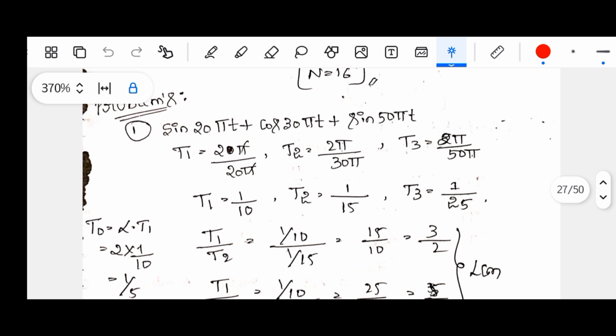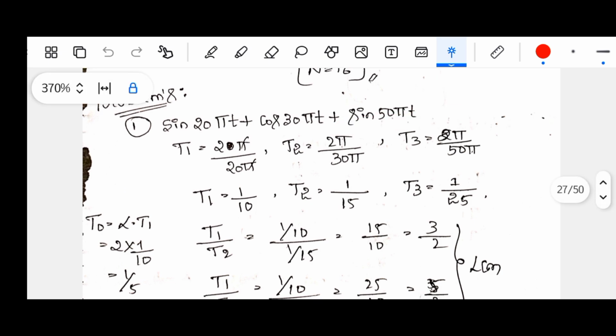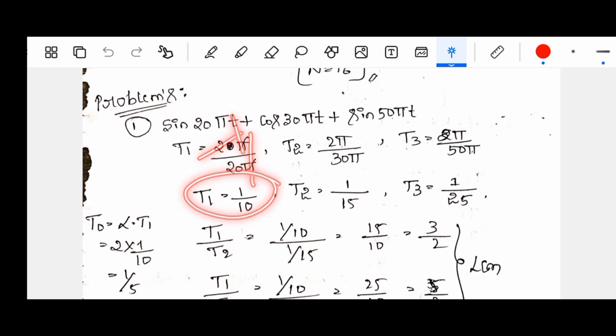Next problem. See this: sin 20 pi t plus cos 30 pi t plus sin 50 pi t. Here T1 will be 2 pi divided by 20 pi. Pi gets cancelled. 2 ones are 2, 10s. T1 is equal to 1 by 10. T2 is equal to 2 pi divided by 30 pi. T2 will be 1 by 15. T3 is equal to 2 pi by 50 pi. T3 will be 1 by 25.